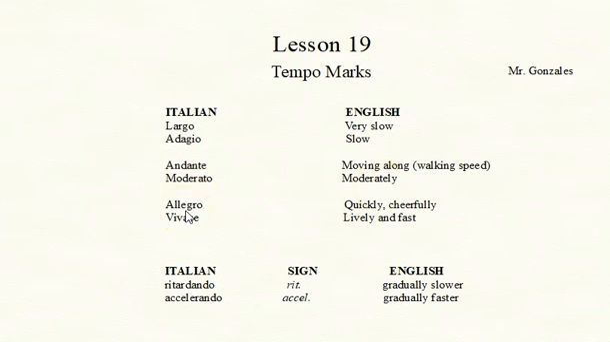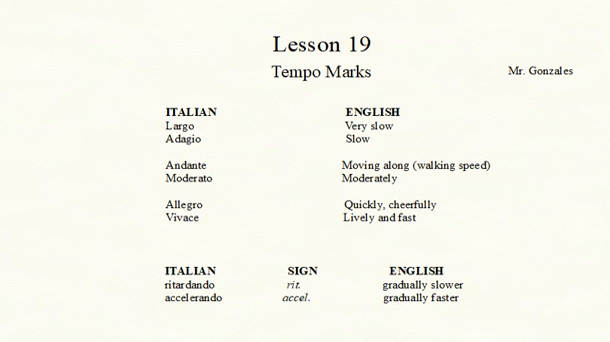Here we have the Italian word allegro and its English meaning, quickly or cheerfully. Here we have the Italian word vivace and its English meaning, lively and fast. Please note that moderato may be combined with other words. For example, allegro moderato means slightly slower than allegro but quicker than moderato.